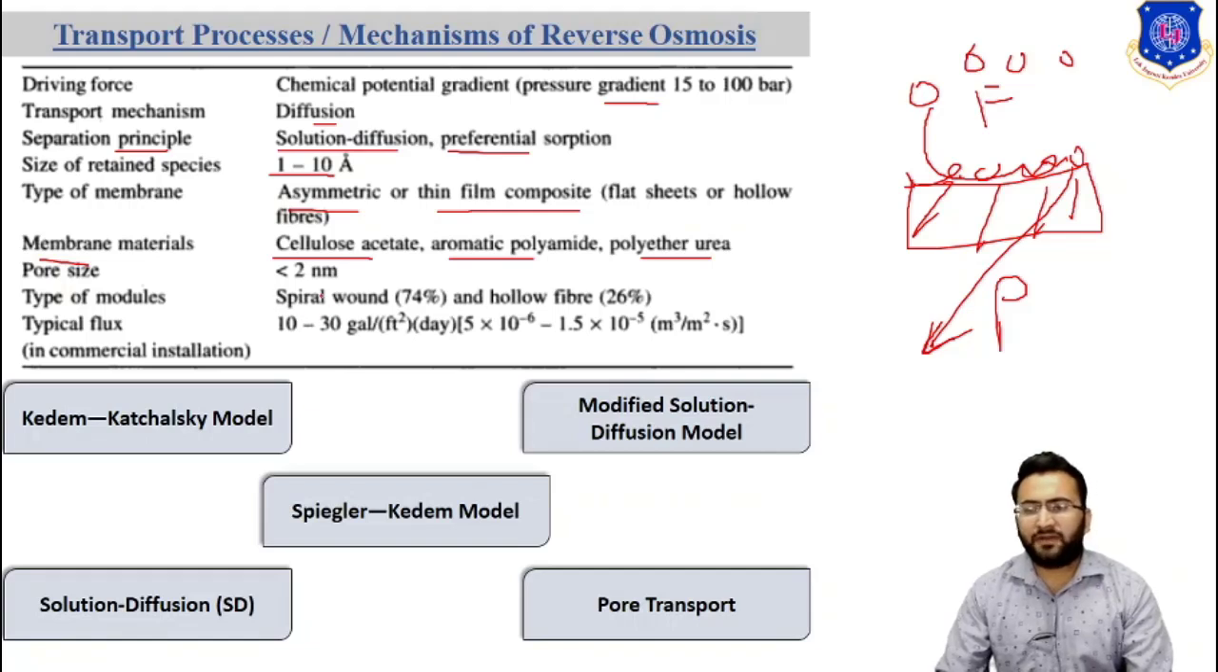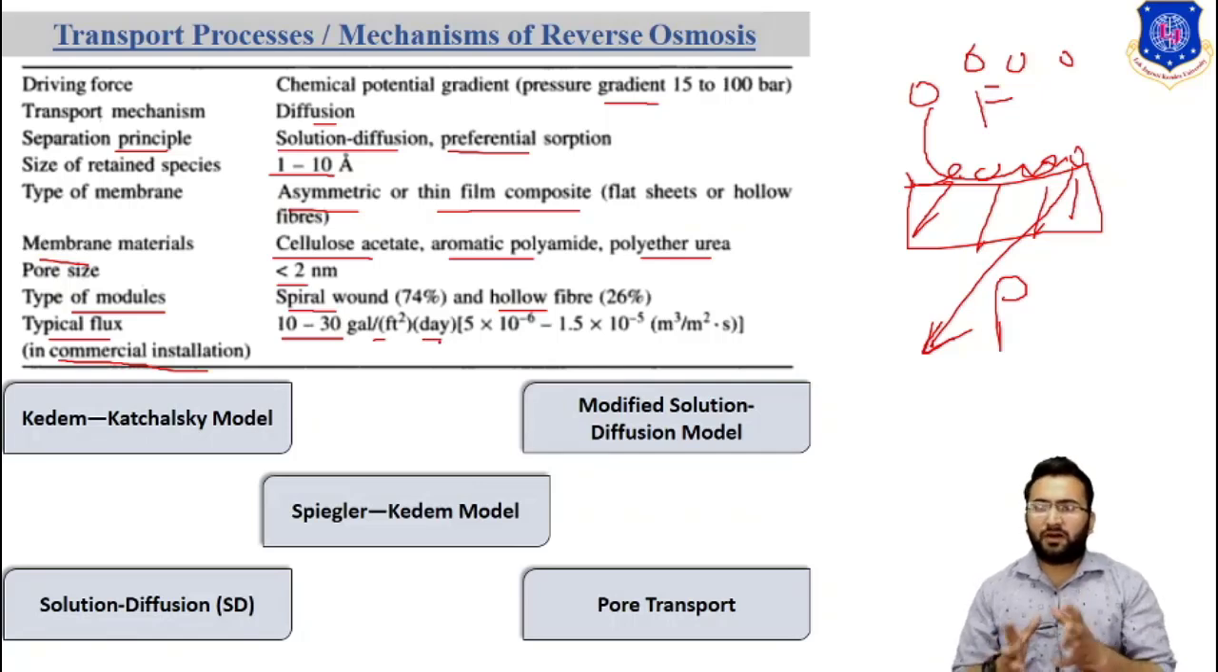The pore size of the reverse osmosis membrane is less than 2 nanometers. The types of modules mostly used in reverse osmosis are the spiral wound module and the hollow fiber module. The typical flux range for commercial installations in reverse osmosis is 10 to 30 gallons per square feet per day. So this is all about the transport mechanism for reverse osmosis.